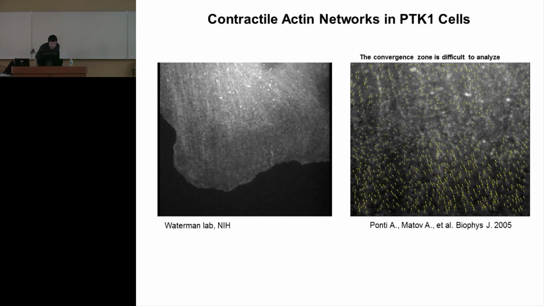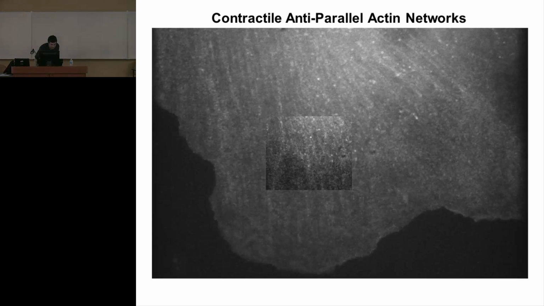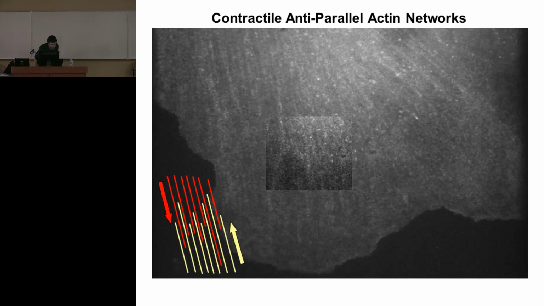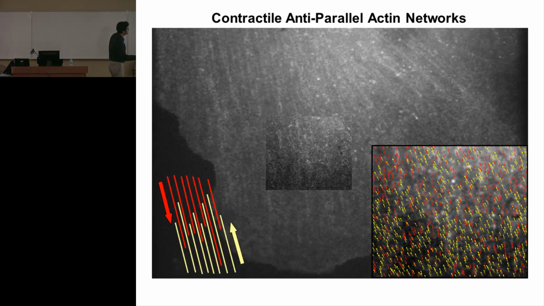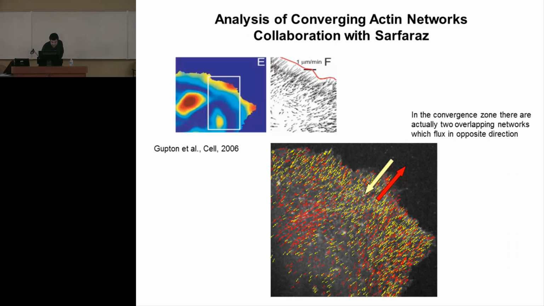Then I used the same algorithm with the 3 frames to track such behavior, and I found that the networks basically overlap, they're interlaced, interdigitated. So this is a small insert. I don't know if you can see the anti-parallel flow by eye. And then actually this is something that we started working on with Sarfaraz, to analyze such contractile anti-parallel actin networks.